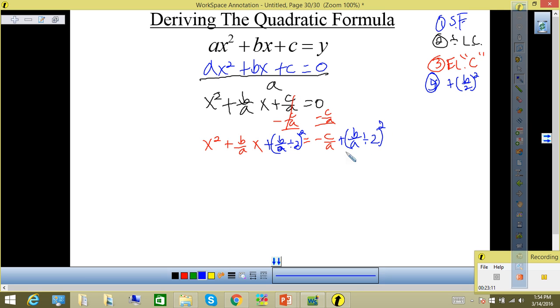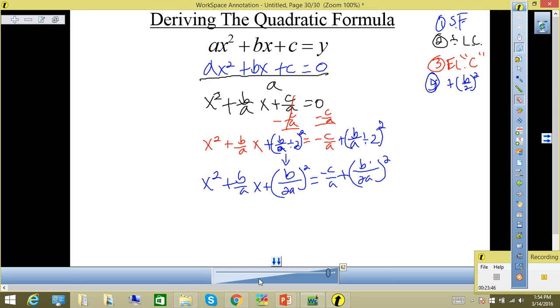However, this turns into something else. What does this turn into? Russell. B over 2a squared. So we end up with x squared plus b over ax plus b over 2a squared equals negative c over a plus b over 2a squared.